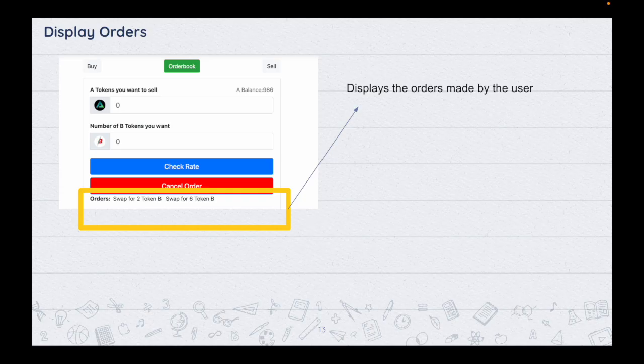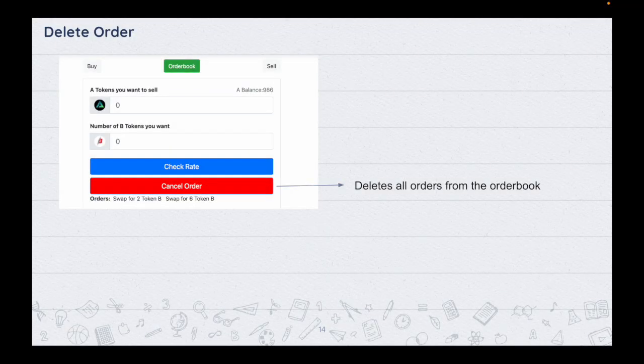An additional feature that we've included is to display the orders made by the person. So every time an order is placed, it will be shown here at the bottom of the panel. Another feature that we've included is also to delete the orders from the order book. So for example, this user has placed multiple orders here. Once he clicks cancel order, all of these orders that are not filled in the order book will be terminated, and the tokens will be returned back to the user.